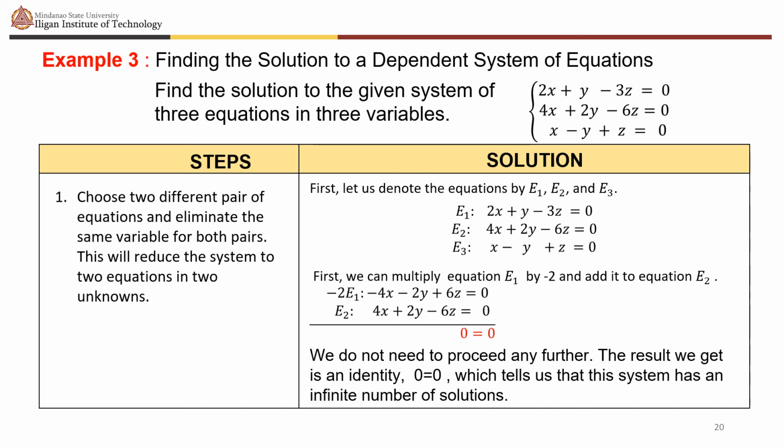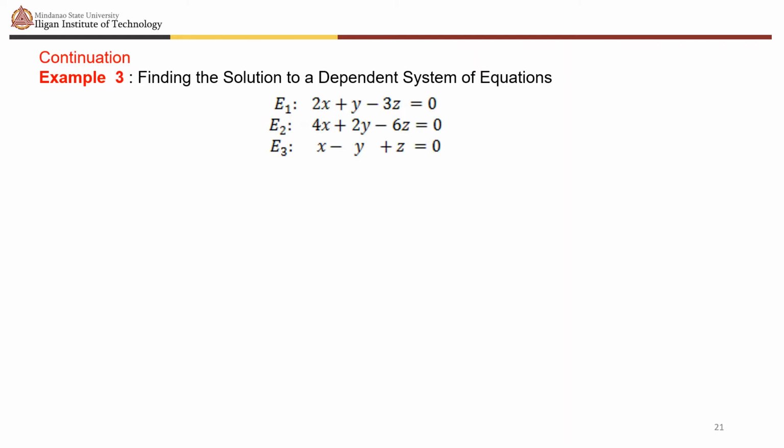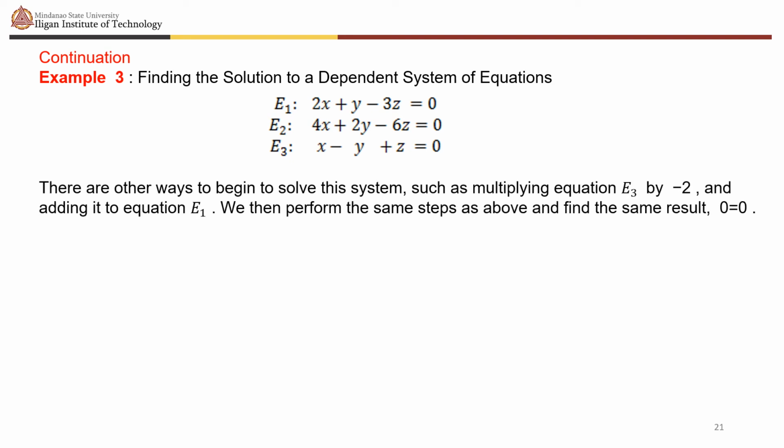Now, we do not need to proceed any further. The result we get is actually an identity, which tells us that this system has an infinite number of solutions. In finding the solution to a dependent system of equations e sub 1, e sub 2, e sub 3 as given, there are other ways to begin, such as multiplying equation e sub 3 by negative 2 and adding it to equation e sub 1. We then perform the same steps as above and find the same result, 0 is equal to 0.